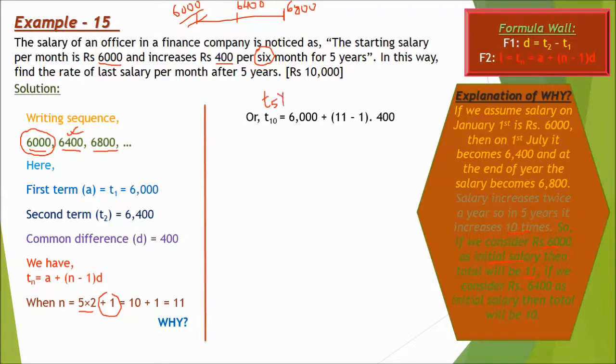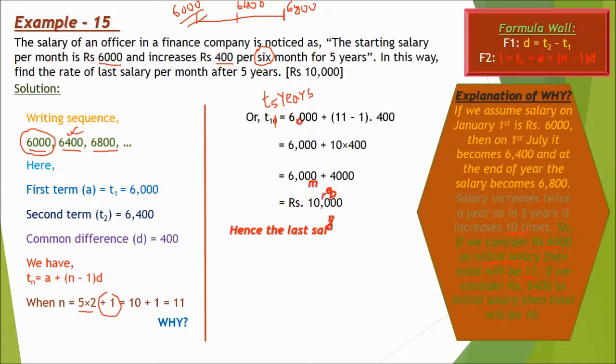So we can write 10, we can write T10 also. Don't worry about it, or you can correct it as 11 also. It doesn't matter. 6,000 plus 10 into 400. Sorry, and now that salary will be rupees 10,000, and therefore his last salary per month after 5 years will be 10,000. That will be the 11th salary.